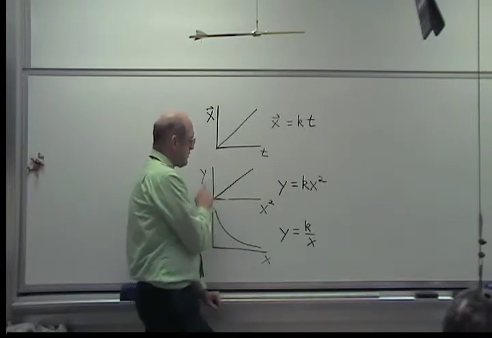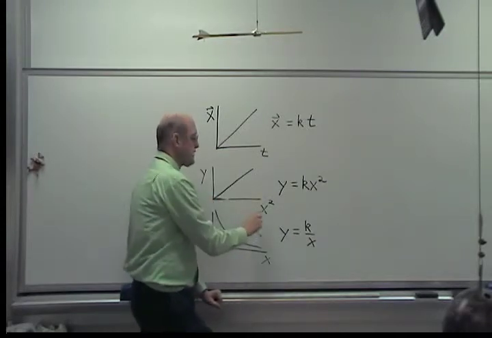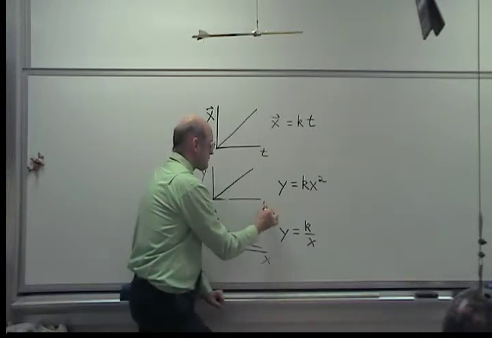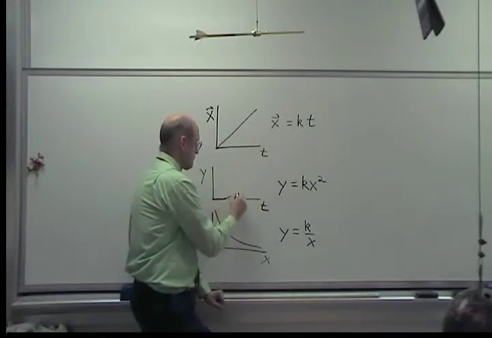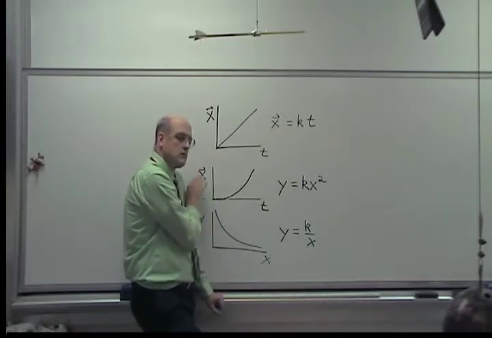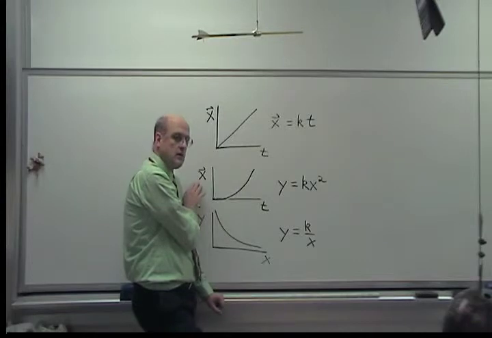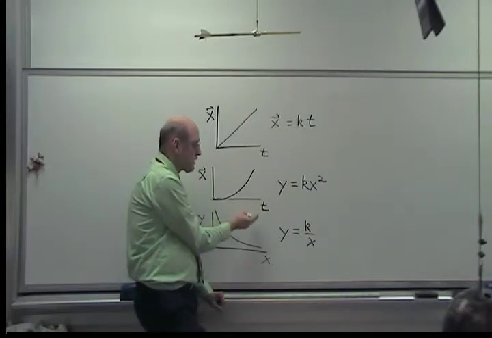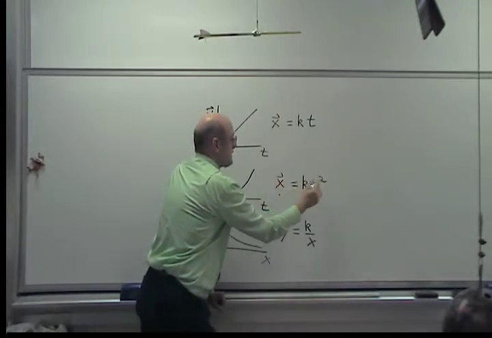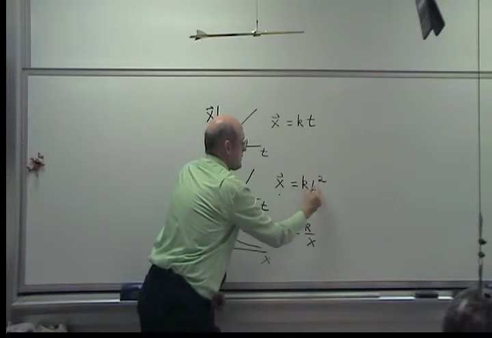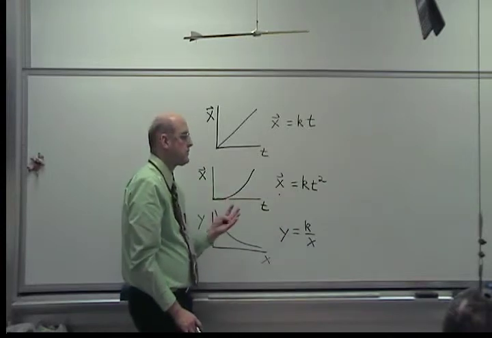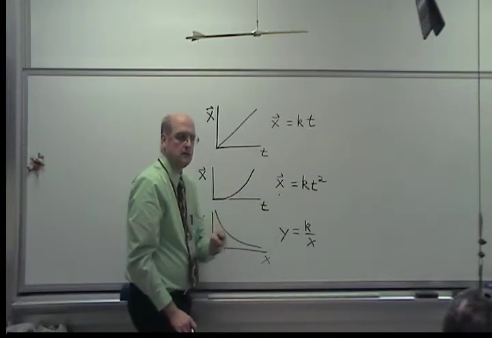Here, y varies directly with the square of x. In this course, this will be time, and this will be either x or y. So the relationship is that the position varies directly with the square of the time. Position varies directly with the square of the time. So we use x and t or y and t rather than y and x.